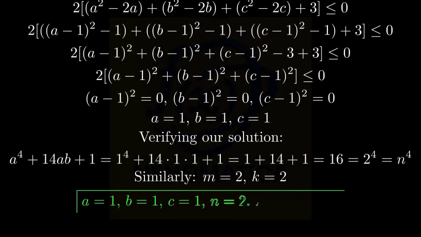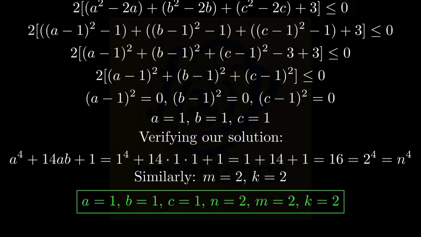So our final solution is a = 1, b = 1, c = 1, n = 2, m = 2, and k = 2.